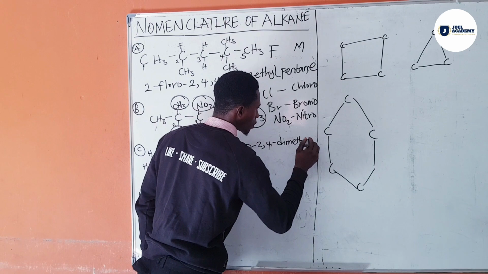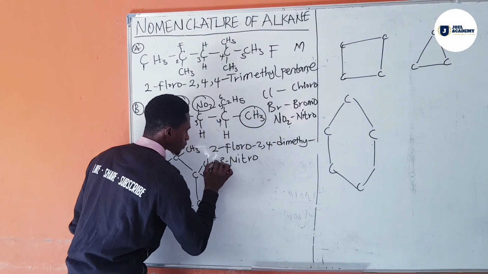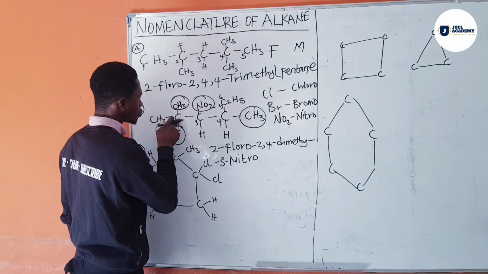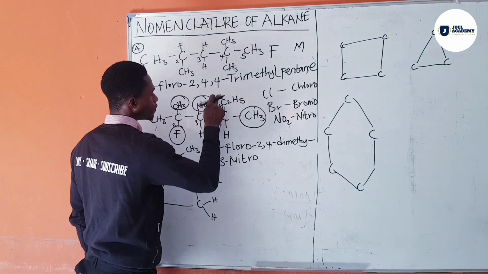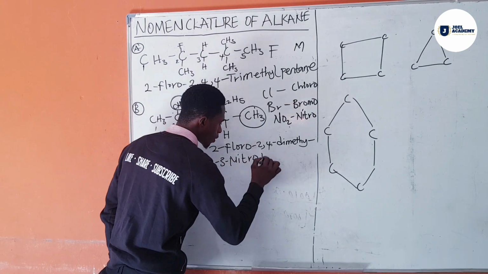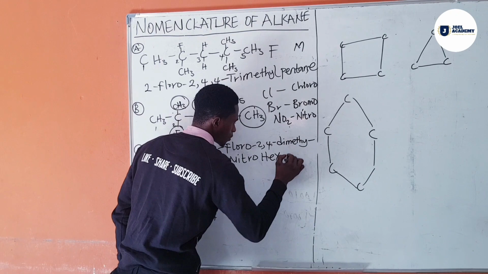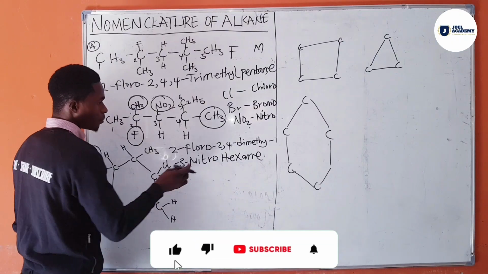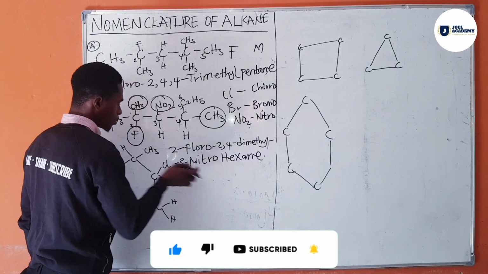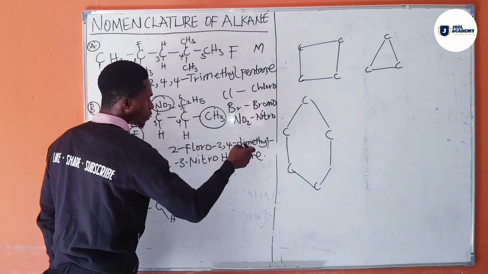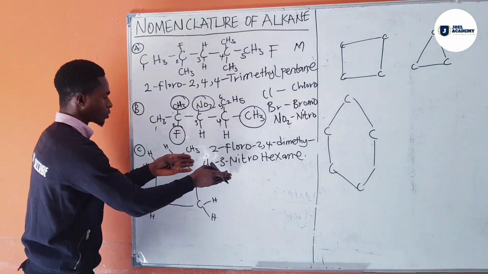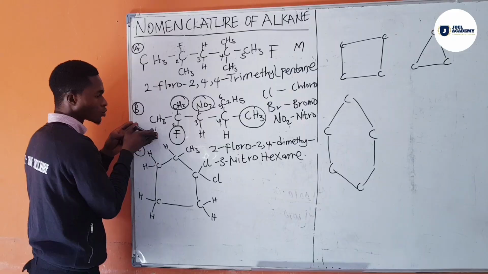So we are going to put 3-nitro. 1, 2, 3, 4, 5, 6. 6 is hexane. So this is 3-nitrohexane. Before we move to C, there is supposed to be an L here because of dimethyl. So this is 2-fluoro-2,4-dimethyl-3-nitrohexane. That is the correct IUPAC name for this structure B.